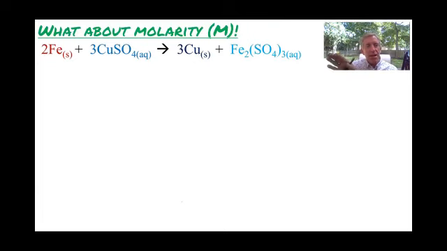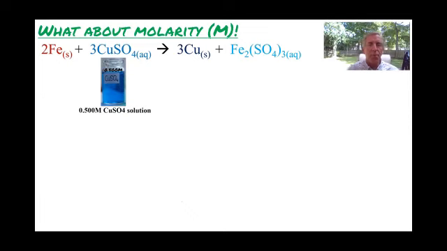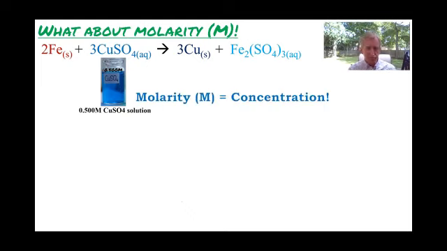Now, a little segue here, molarity. These copper sulfates are not given to you as grams, but generally they are solutions of copper sulfate sitting in water. So here's the example. This is a 0.5 molar copper sulfate solution. And how do we use that if we're doing a mole ratio problem or a stoichiometry problem? So keep in mind, molarity is all about concentration. It's telling me how concentrated that copper sulfate is in water.